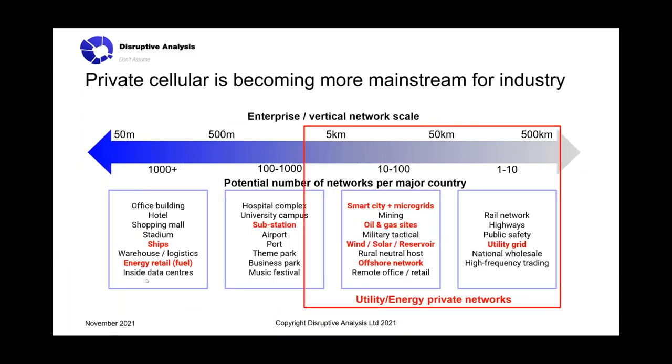So this is becoming more mainstream, and I think we shouldn't underestimate how many networks there will be. Now, clearly the utility industry is likely to have only single-digit numbers in most countries. I know the US is unusual in having something like 3,000 regional providers, but a lot of countries have national or state-level electric, water or gas companies. But I think we're going to see a huge emphasis at the top end of the size spectrum for utility and energy.